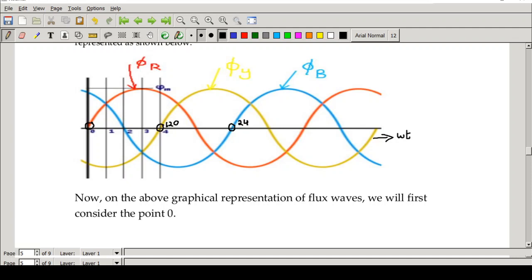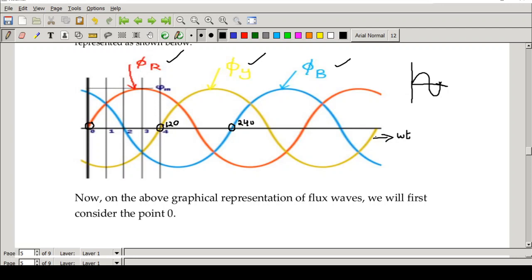So phi r is the flux corresponding to the current in the red phase, phi y is due to the current in the yellow phase, and phi b is due to the current in the blue phase. Now we will be trying to find out the resultant of these fluxes. If a flux is something like this, it is not a changing flux, because it is standing in one position. It is not changing from that position.